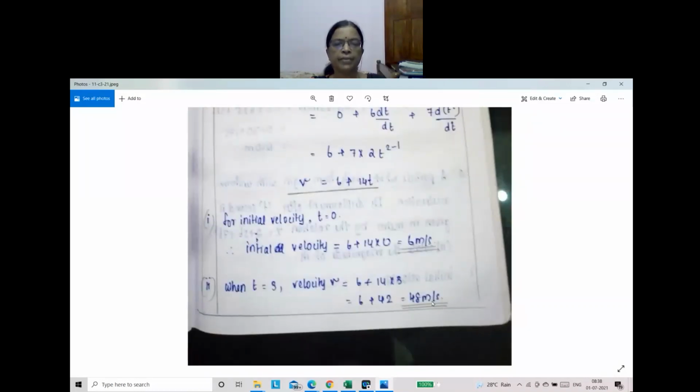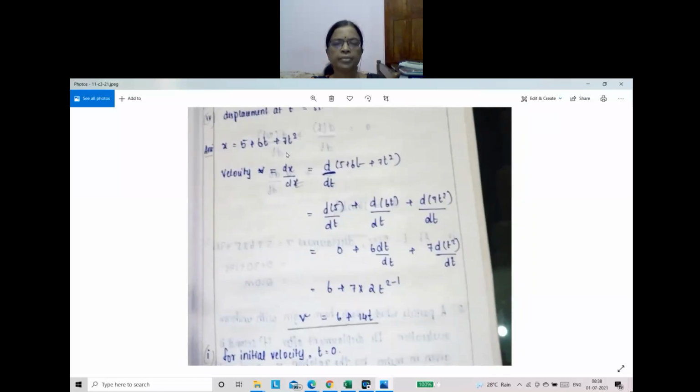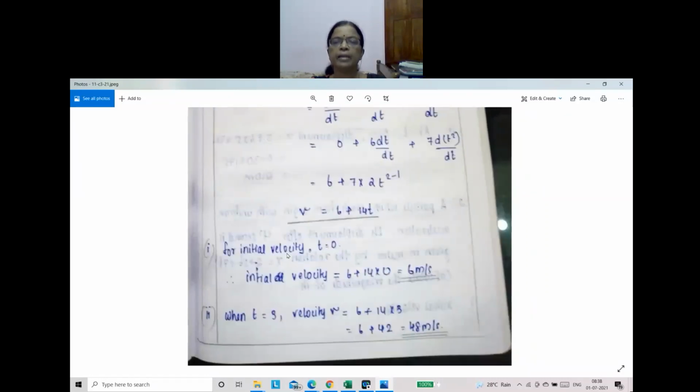So first, when only x, the position, is given and you are asked to find velocity, you have to find dx by dt. Then you are asked to find initial velocity. You should know initial velocity is when t equal to 0. So substitute t equal to 0 in the equation and you will get the answer for initial velocity. Then one more part is there: at time t equal to 3, what is the velocity? So substitute t equal to 3 in this equation and find the velocity. That will be the value of velocity, 48 meter per second.